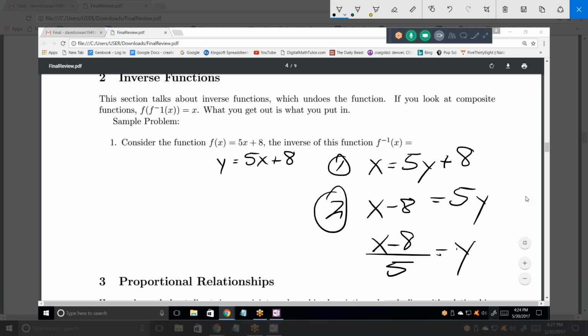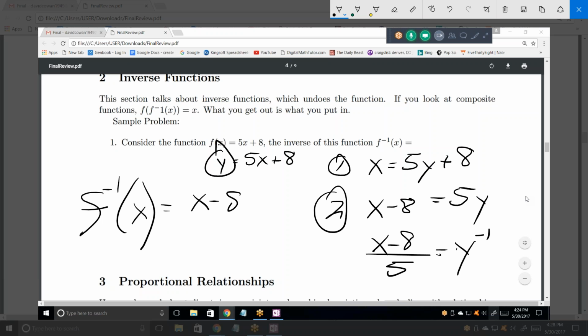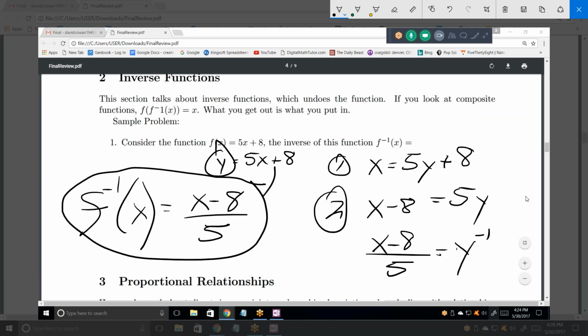Now, the only thing is it's not really correct to call it y because it's not the same as that y. This is y inverse. So when I finally get to the answer, I might put a y inverse. I might even write it like this. Go back to the f of x notation that they started with. And now I'm perfectly correct. In other words, that is the inverse of that.